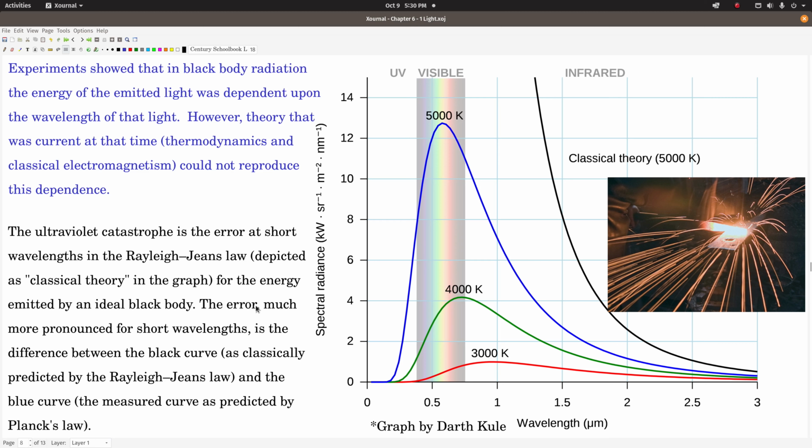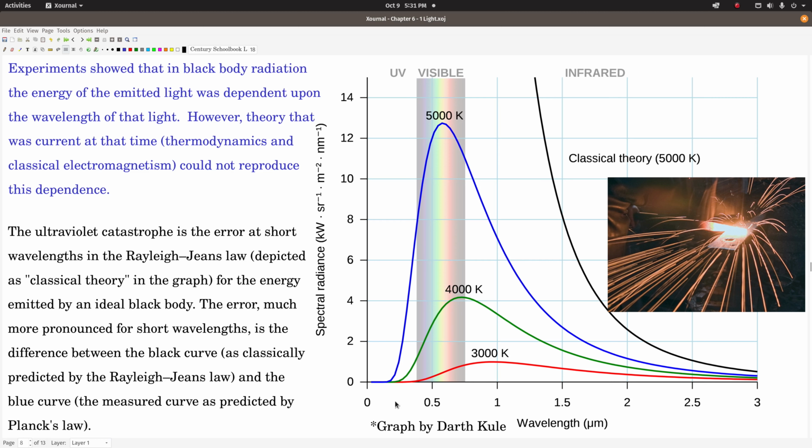So, back when they were trying to figure this stuff out, they were using classical theory. They hadn't developed quantum mechanics yet. They were using thermodynamics and classical electromagnetism. And what they were trying to do, so this would be what happens experimentally, what they noticed is that there's a relationship between the wavelength of blackbody radiation and its energy, right? So this spectral radiance, just think about it as the energy of the light.